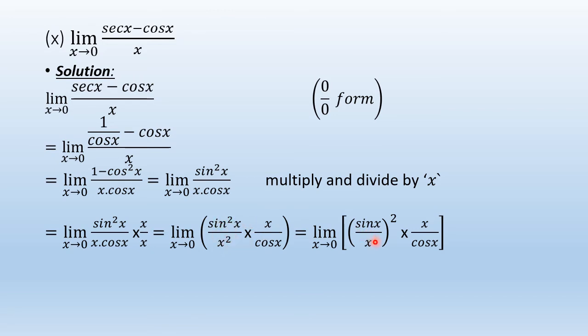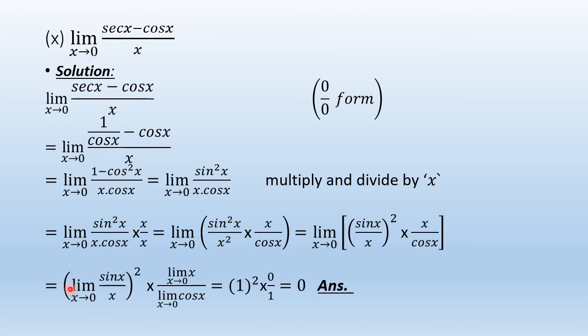And now we will apply the limit. We will apply limit here, we will apply limit here, and we will apply limit here. You can see it. Limit when x tends to 0 of (sin x by x) whole square, this limit will become 1. Limit when x tends to 0 of x, this will be 0. Limit when x tends to 0 of cos x, this will be 1. So I will get 1 into 0 by 1, which is equal to 0. That is the answer.